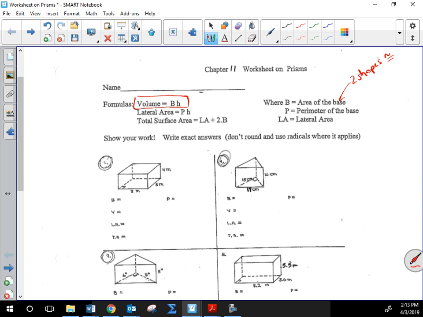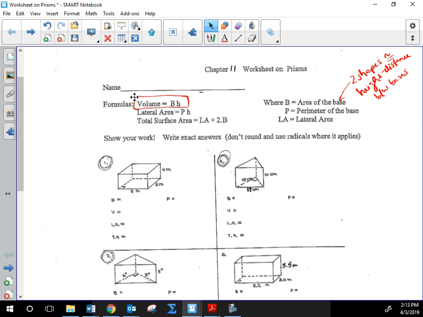The height is that distance between the bases. Distance between bases. So it's not always going to be drawn this way, where it has the triangle base sitting on the bottom and on top. Sometimes they do like to turn it to the opposite side or just rotate it around. So keep in mind that our height is the distance between our bases, and our bases are the two shapes that are the same. All right.